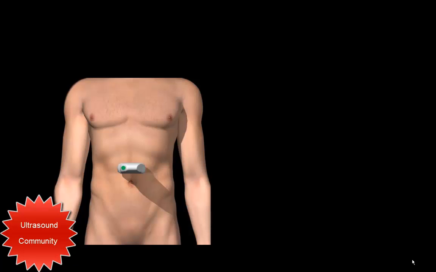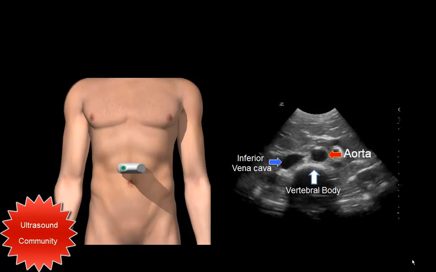We started with transverse section just below the xiphoid process. Just for you to know the anatomy, normally we find the vertebral body with acoustic shadow as a landmark. This is the abdominal aorta and to the right side is the inferior vena cava.